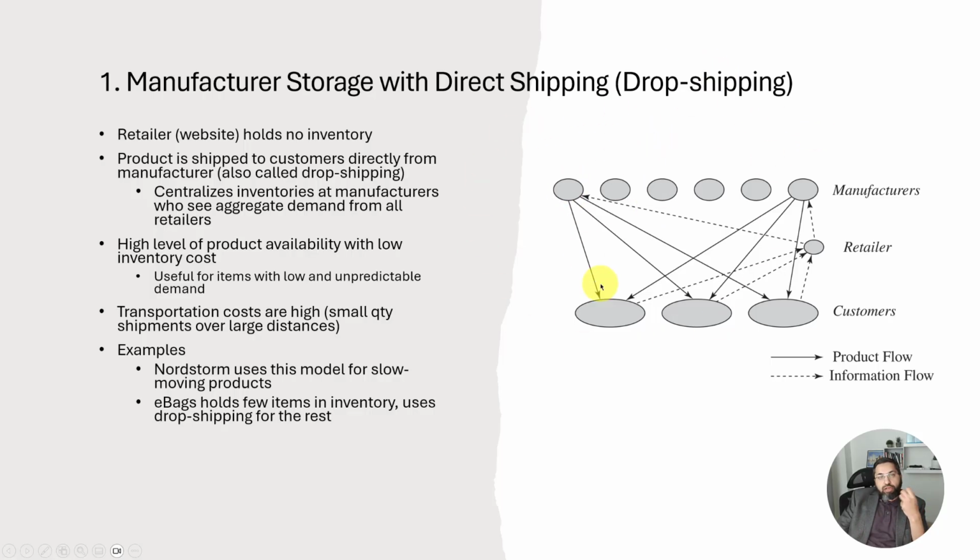Manufacturer ships directly to the customer. And either the manufacturer takes the order directly as well from their website or the retailer passes the order to them. This is mostly used for very slow moving items where it doesn't make sense to store their inventory in many different warehouses.